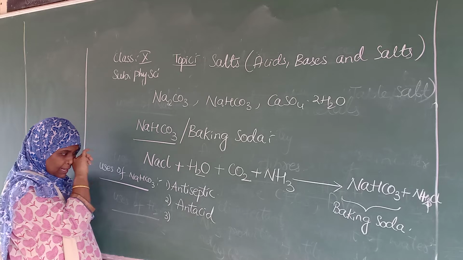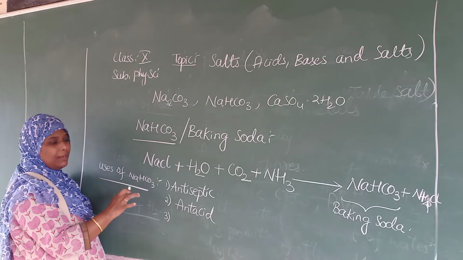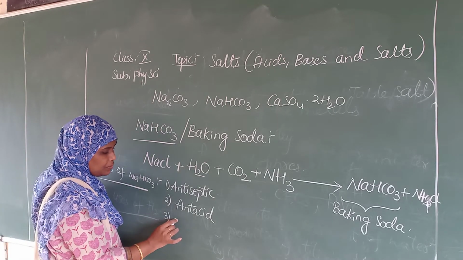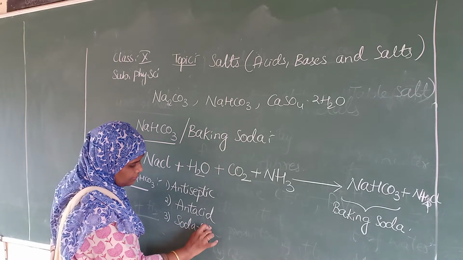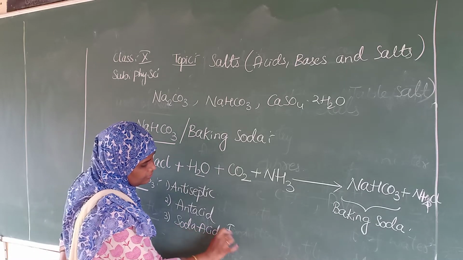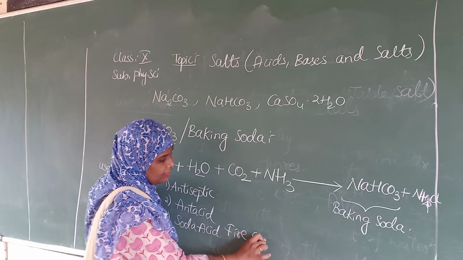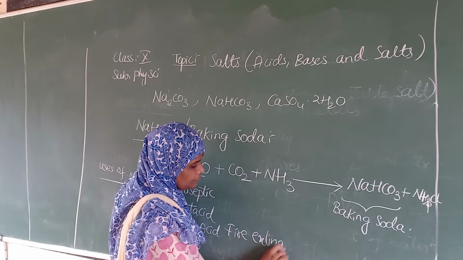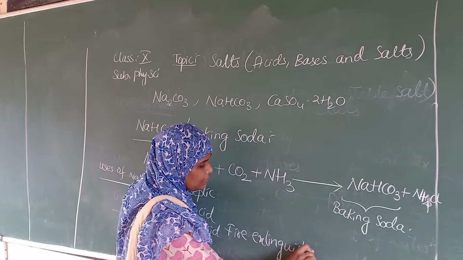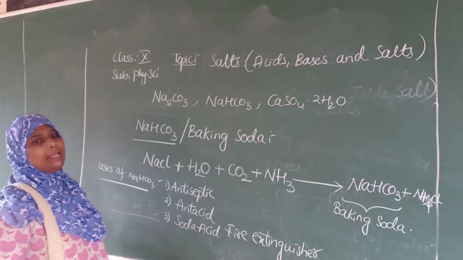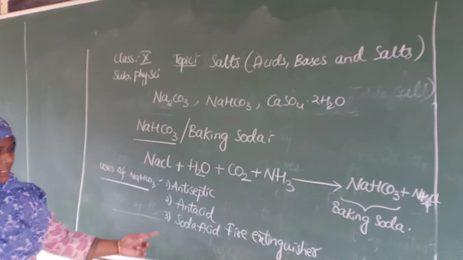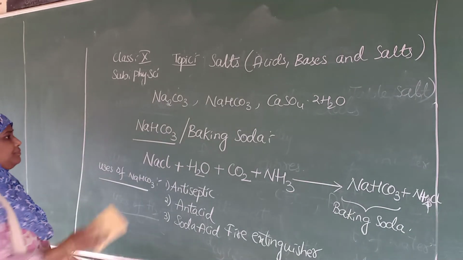Another use of sodium hydrogen carbonate is that it is used to prepare the soda acid fire extinguisher. So what is a fire extinguisher? It is the one which will put out the fire. Okay, so let us see how it works.